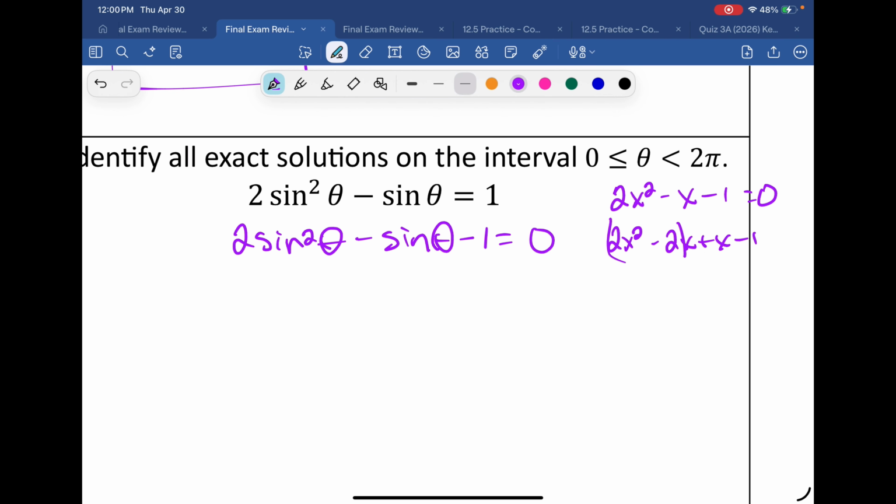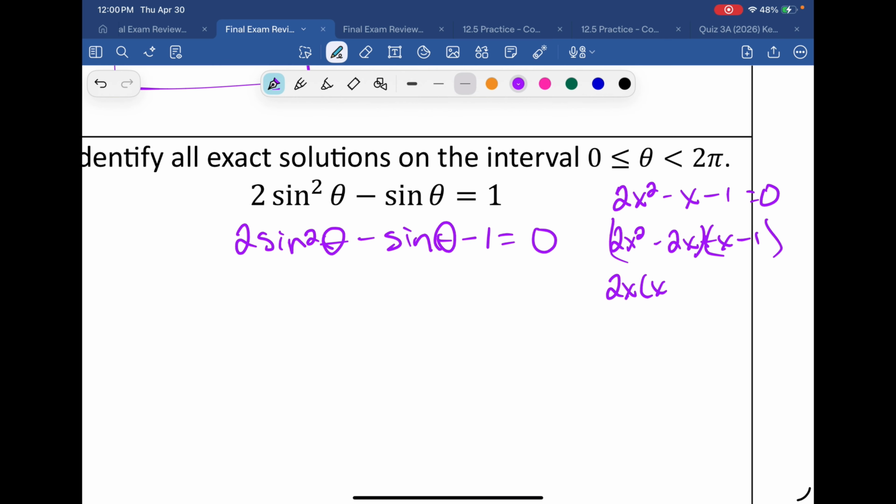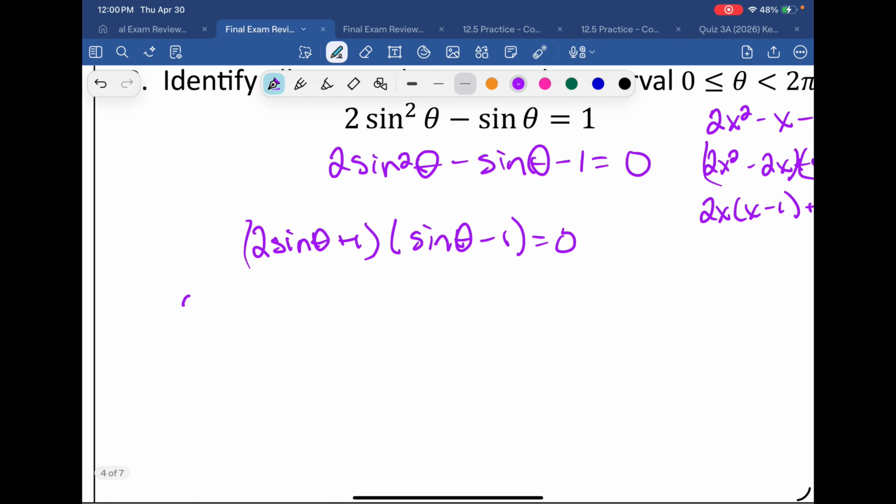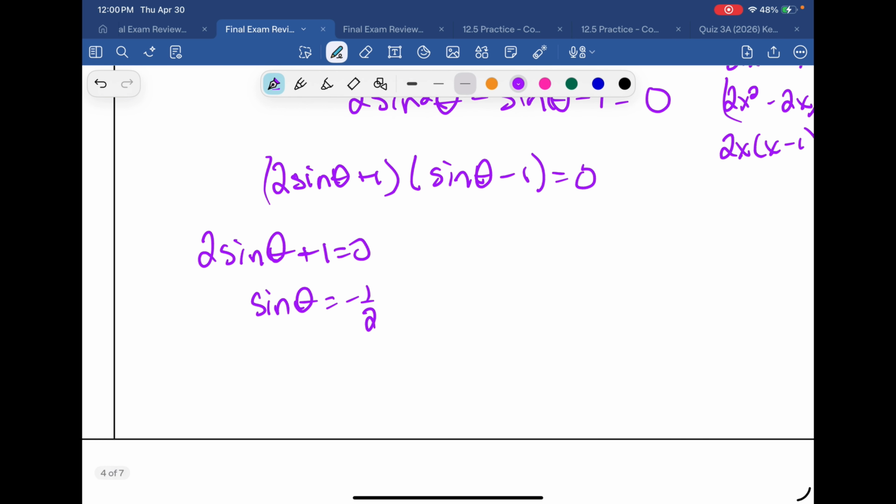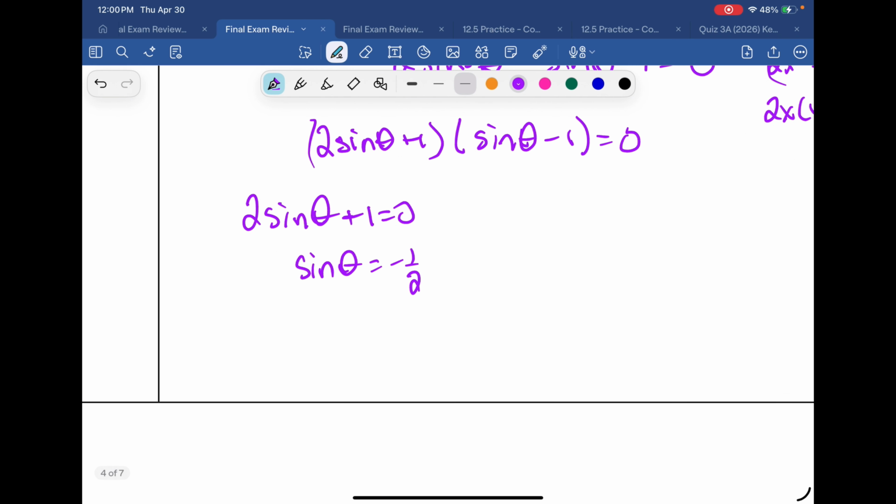Group. Again, factoring is on your own. So I've got 2 sine theta plus 1 and sine theta minus 1. So your factors equal 0. Sine equals negative 1/2 in quadrants 3 and 4. So it's going to be 7 pi over 6 and 11 pi over 6.